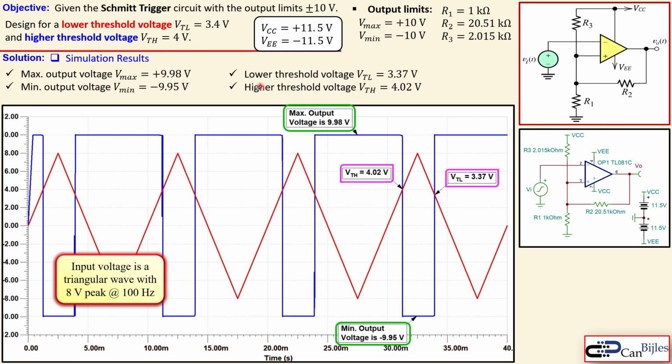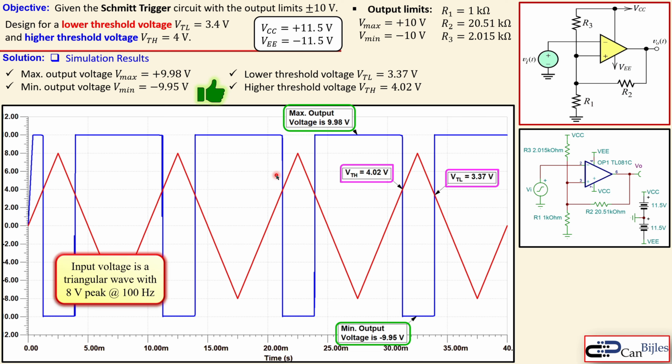So in summary, I have a lower threshold voltage of 3.37, but my higher threshold voltage is 4.02 volts, which is a little bit smaller here and a little bit larger there. So how much I am off, in this case 20 millivolts, and here 30 millivolts. Now that is, I think, doable. So we can say we can live with that, and this is also perfectly fine. So I can say the design is complete for this circuit.